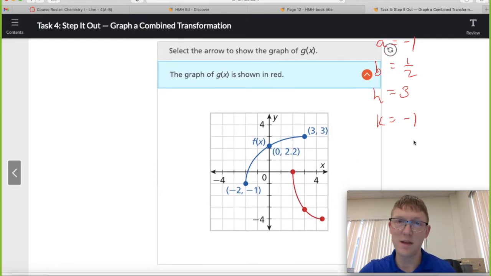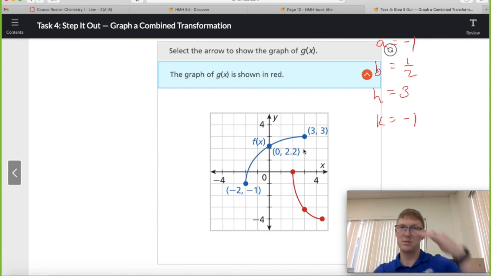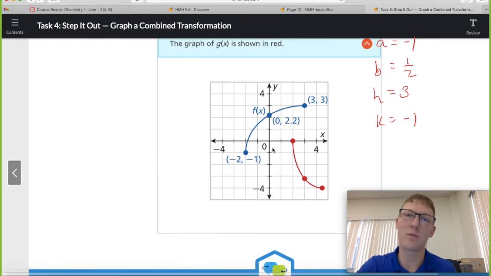But you can see, first it reflected this whole thing around the x-axis. And then what did it do? Then it compressed it. It squished it a little bit. It stretched it. And then it moved it down. So sometimes that's hard to visualize. That's why we use reference points.